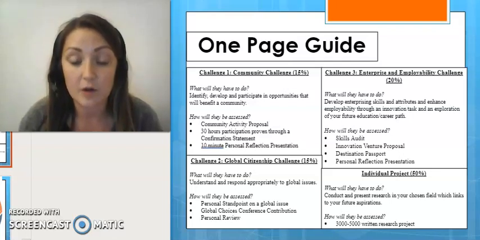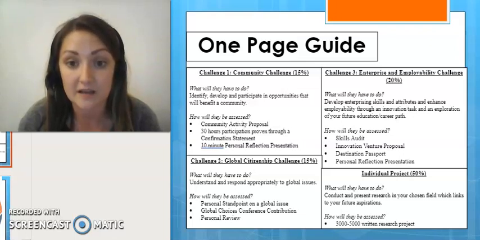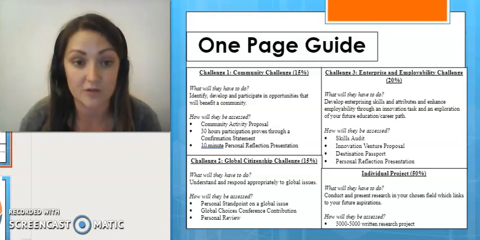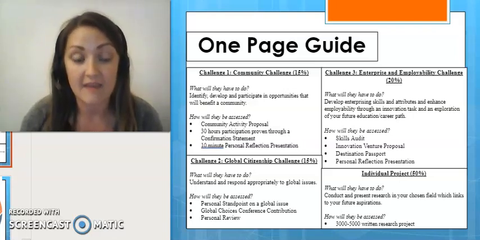So the Enterprise and Employability Challenge, what do students have to do here? They need to develop enterprising skills and attributes to enhance their employability through an innovation task and an exploration of their future education and career paths. So these are the two different bits really, the innovative part and then the exploration into the career paths.